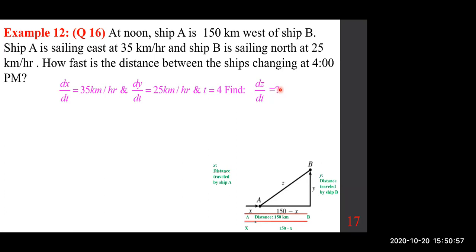All we have to do, remember, is use the Pythagorean theorem, okay? Which is what? A squared plus B squared equals C squared. So what is A? One leg is 150 minus X, squared. The other one is Y squared. And the hypotenuse is Z squared. Almost done. Differentiate. How do you differentiate that? 2 sits in front. 2 times 150 minus X times the derivative of the inside, which is minus dx/dt, plus 2y dy/dt equals 2z dz/dt.